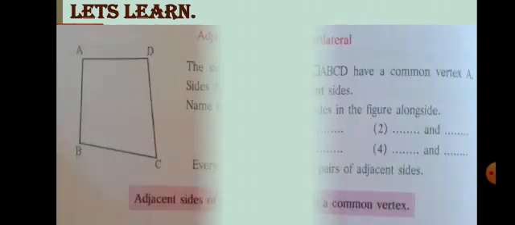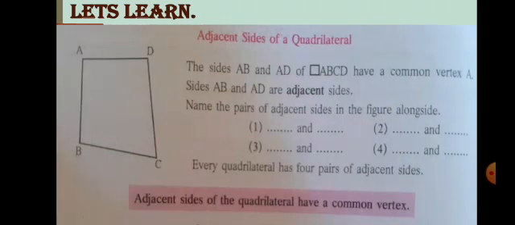Now let's learn adjacent sides of a quadrilateral. Now you can see a figure alongside. Its name is quadrilateral ABCD. Now just see the sides. Side AB and side AD. What is common between these two sides? Yes, vertex A. AB also has the vertex A and side AD also has the vertex A. So vertex A, that is point A, is common to both the sides. So here the sides AB and AD are adjacent sides. In short you can say neighboring sides.